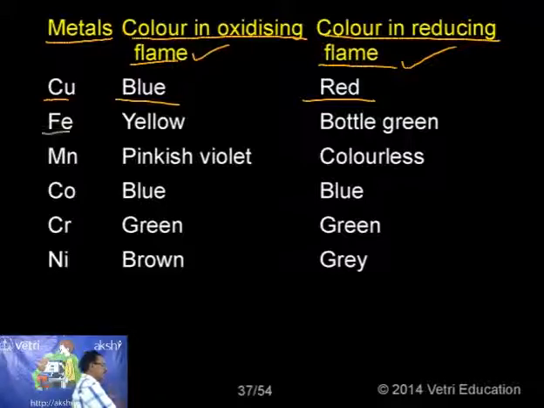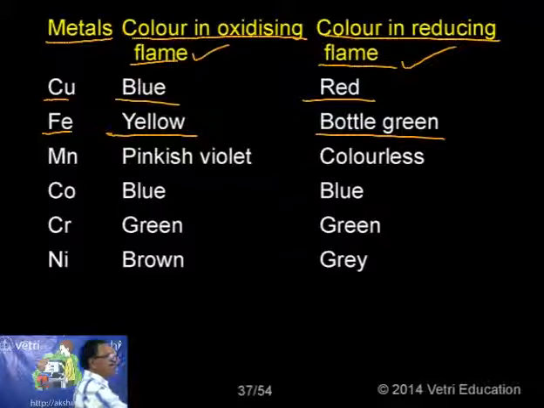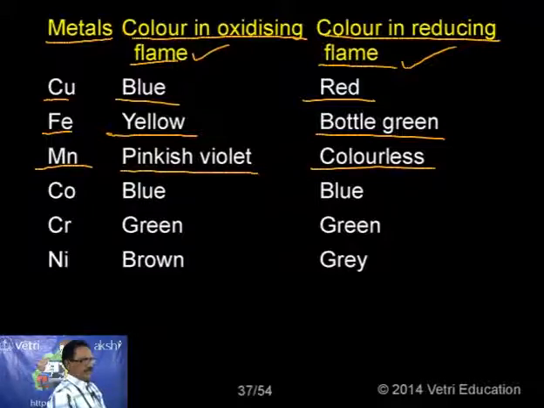In the same way, iron gives yellow color in the oxidizing flame and bottle green in the reducing flame. That is the second interesting piece of information, iron. Next, manganese, another metal ion. It is pinkish violet in the oxidizing flame and colorless in the reducing flame. Coming to cobalt, another interesting basic metal we can identify.